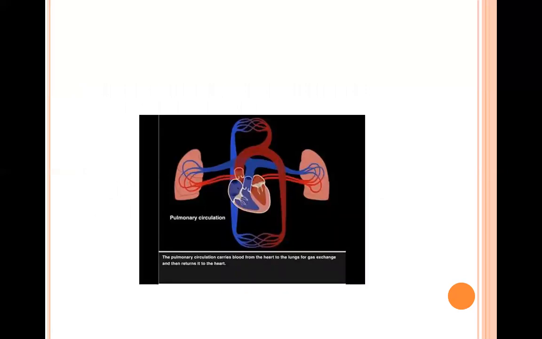What is pulmonary circulation? It is when the lungs are working. It is when the heart gives the blood to the lungs to get oxygenated, and then the oxygenated blood comes back to the heart. When there is blood inside the lungs, it is pulmonary. The heart gives blood to the lungs and the lungs give blood back to the heart. This is pulmonary circulation.